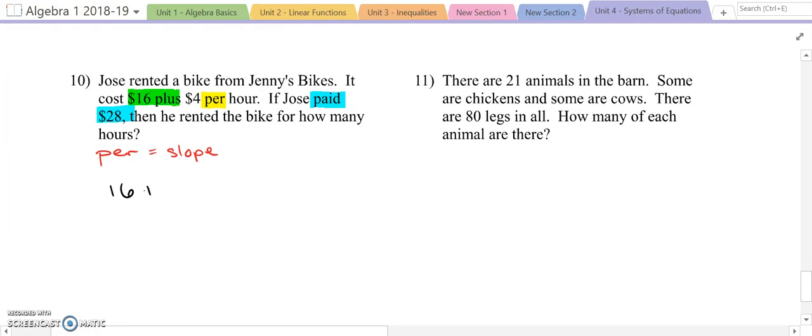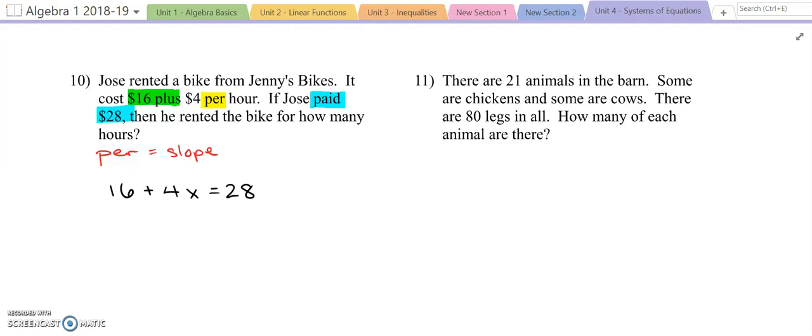16 plus $4 per hour equals $28. Easy peasy lemon squeezy. We set it up. Didn't even ask you to solve it. All I want to know is what should it look like?